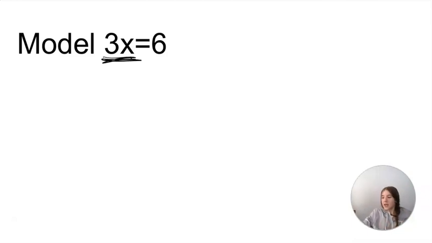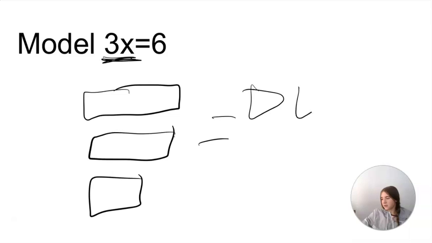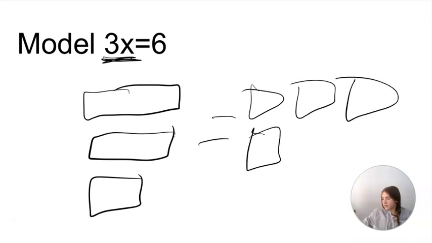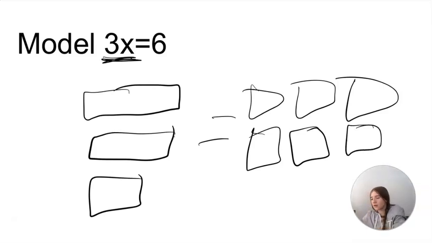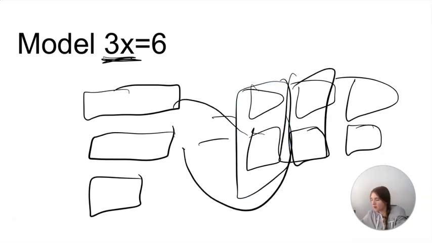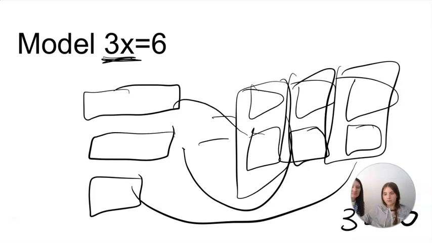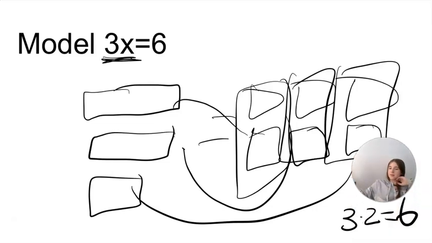Now we're going to do another modeling one, but make sure to look at the 3x because it's not 3 blocks. It's 3 long blocks like that. Equals 6. How would we do this? Oh, figured it out. So one group goes to there, one group goes to there. So what does each x get? 2. So 3 times 2 equals 6. Okay, so what does x equal? X equals 2.